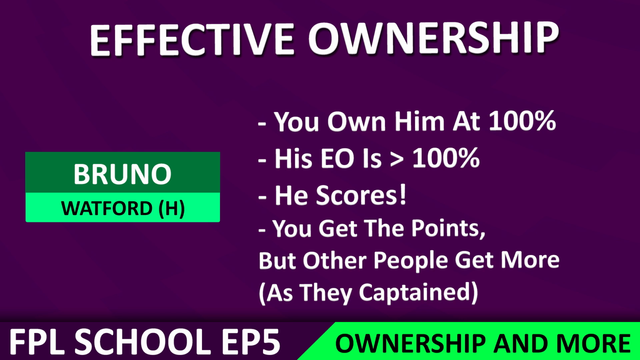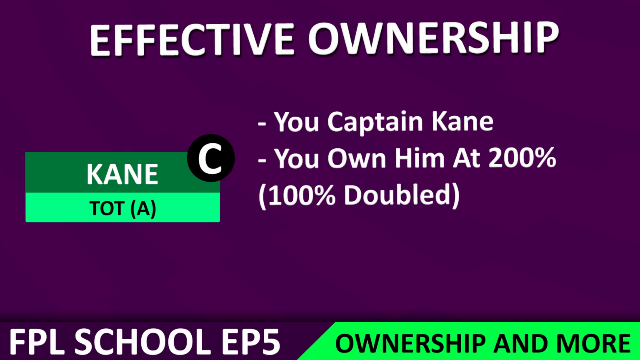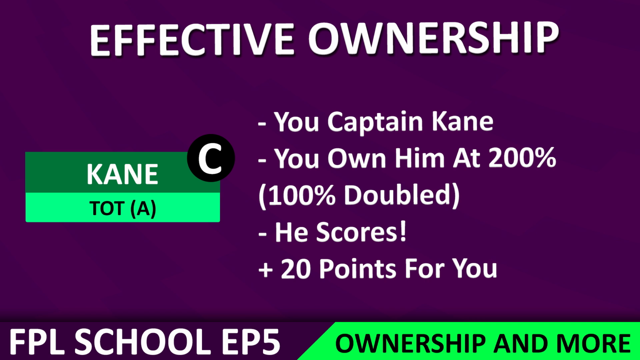So does that mean owning them isn't enough and you have to captain them if they're going to be over 100% effective ownership? No. Because let's say you decided to captain Kane instead, right? You've kept that Bruno who had the points, but you've gone for captain Kane. Kane's effective ownership is only 50% and he scores 2 goals. Plus 10 points for you, doubled to 20. Very nice. So now you've got the 5 from Bruno, which originally in isolation was a loss, but you decided to captain Kane, who ended up scoring more points.